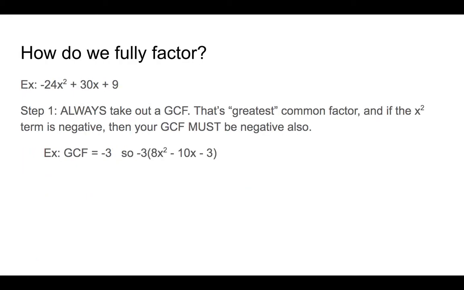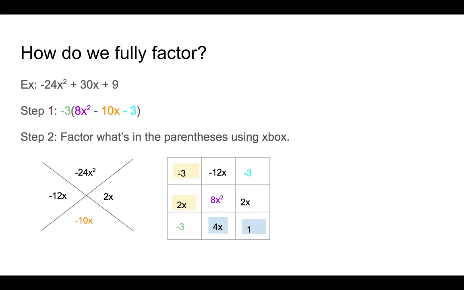Well, step one is we always take out the greatest common factor. And I did say greatest, so we have to go for the biggest thing that we can possibly divide everything by. And if the x squared term is negative, then we must make our GCF negative. So in this case, it turns out to be negative 3. So I divided everything by negative 3, and I'm left with 8x squared minus 10x minus 3.